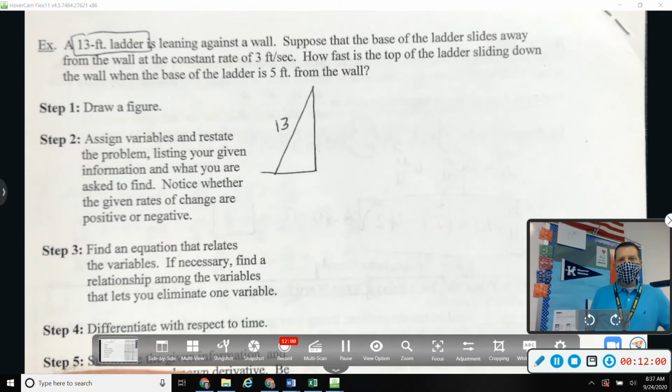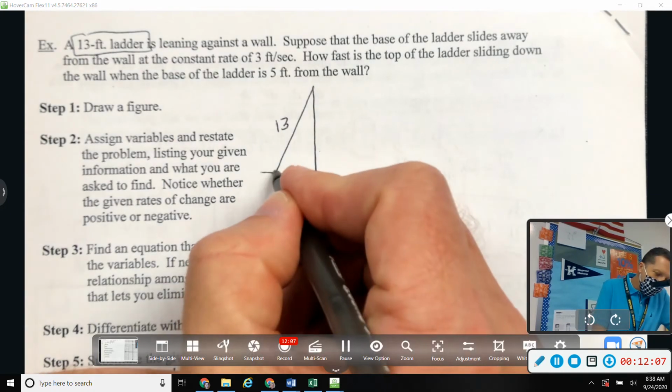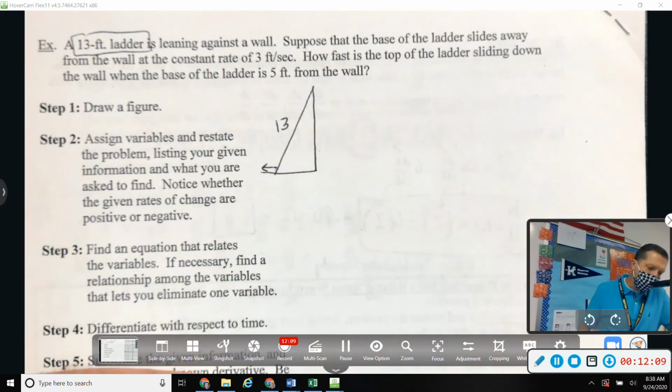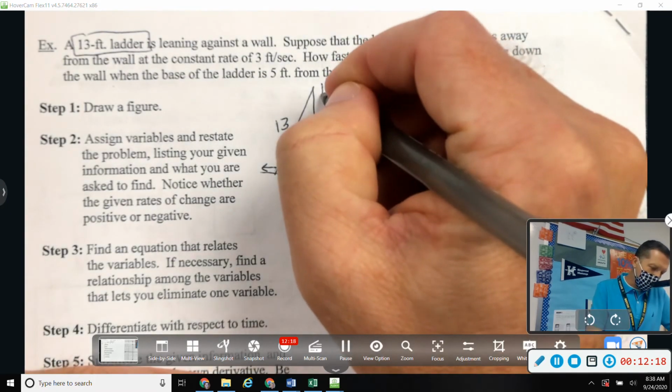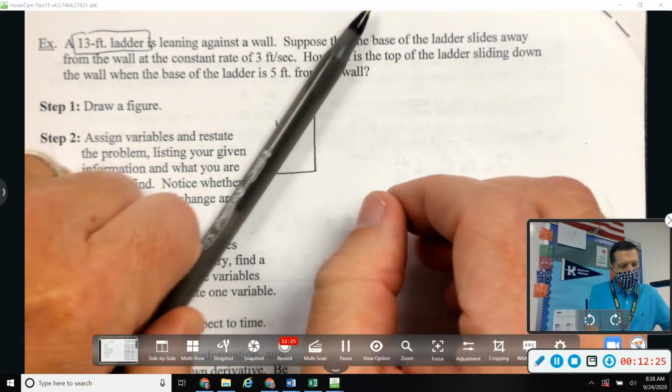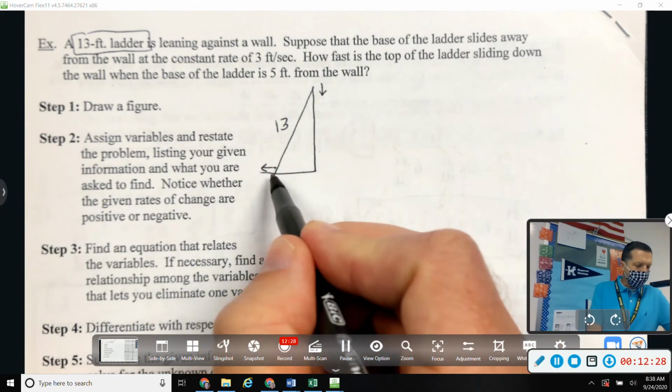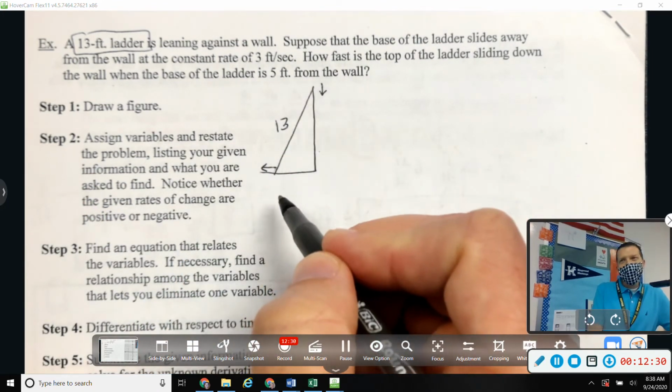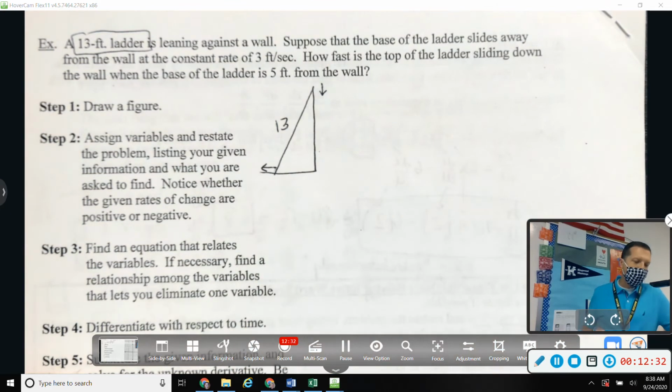Suppose that the base of the ladder slides away from the wall. So this would be a bad situation if you're standing on the ladder. But the base of the ladder is going to be sliding away at a constant rate of 3 feet per second. How fast is the top of the ladder sliding down the wall? Okay, this makes sense. If the bottom is sliding out, the top is sliding down. And we want to see how those rates are related to each other.